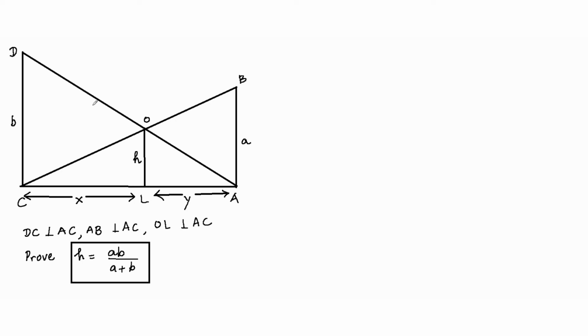So first let me mark the perpendicularity. It's given that these angles are going to be 90. I know that. So these angles are equal to 90. Now some triangles should be useful. If I want a relation between H and B, I should go with triangle AOL and ADC. So why don't we draw it separately and derive a relation?